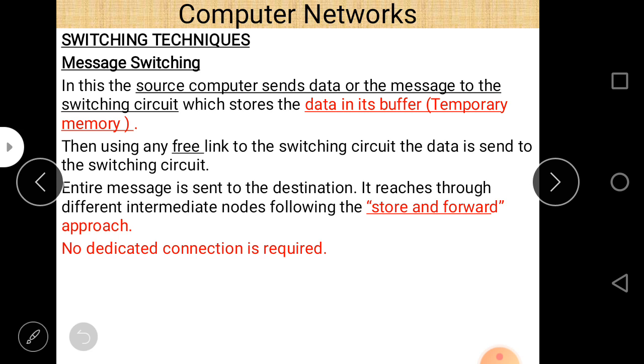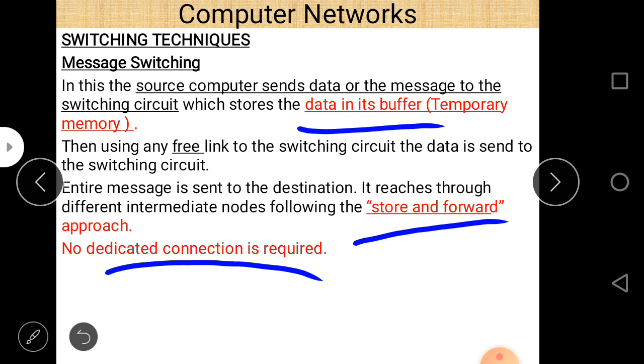So there are three important points in it. First of all, it works on the concept of store and forward. It means first of all data must be stored, and after that data will be forwarded to the desired location or destination. Second important thing is that there is no dedicated connection required, as required in circuit switching. And third important point is that data is stored in buffer, meaning temporary memory.